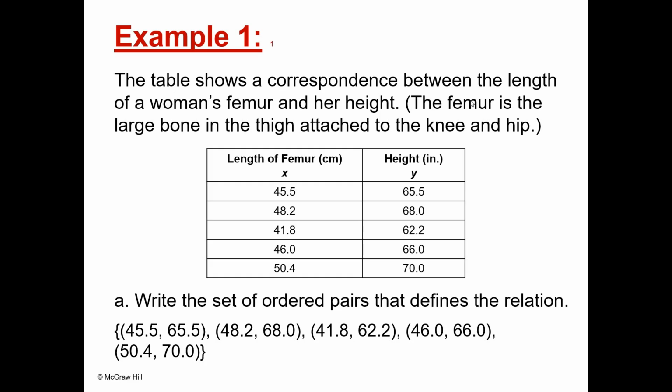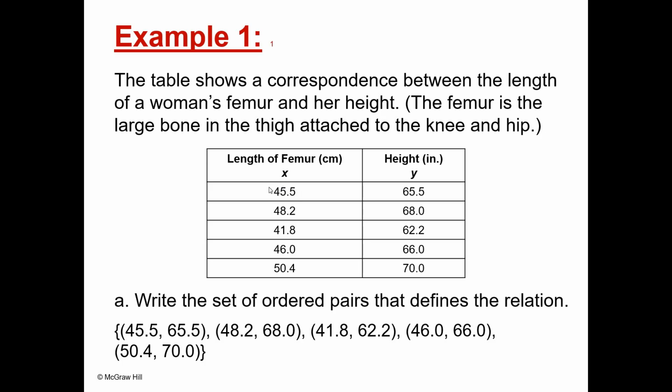The table shows a correspondence between the length of a woman's femur and her height. The femur is the large bone in the thigh attached to the knee and hip. You have two columns: the length and the height. The length of the bone in centimeters, these are the x values, and the height in inches are the y values. These can be written in the form of a set of ordered pairs that defines the relation.